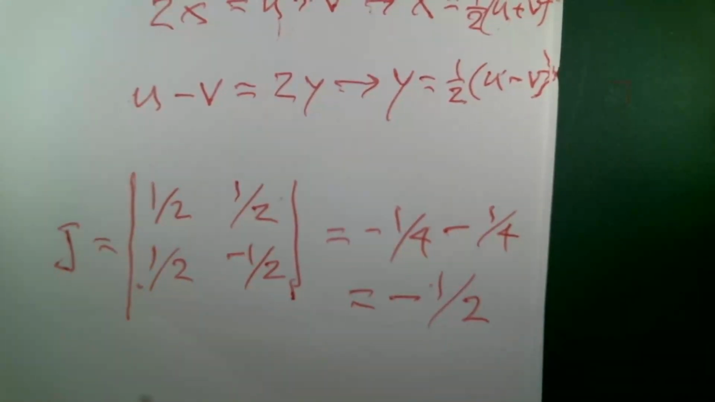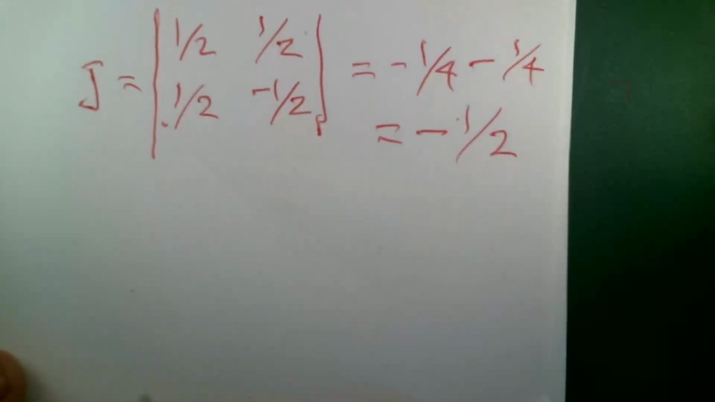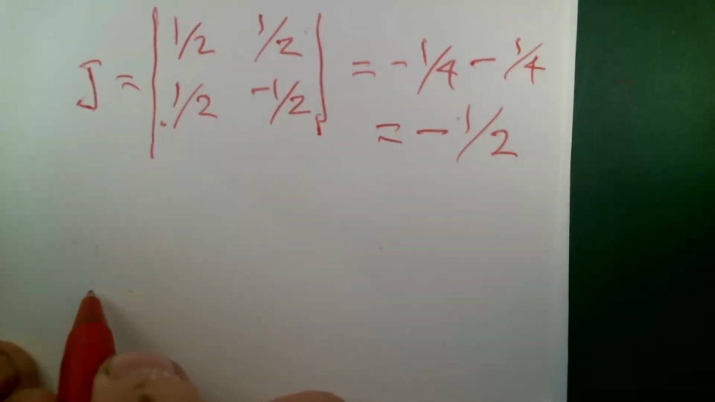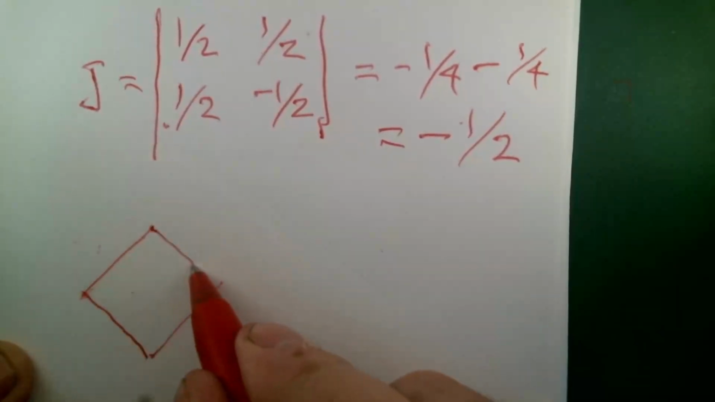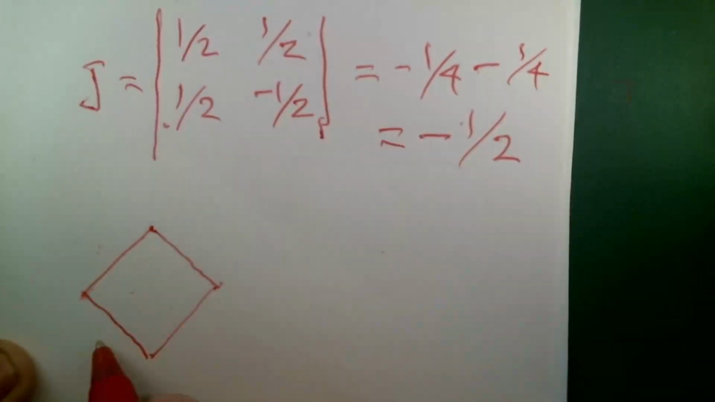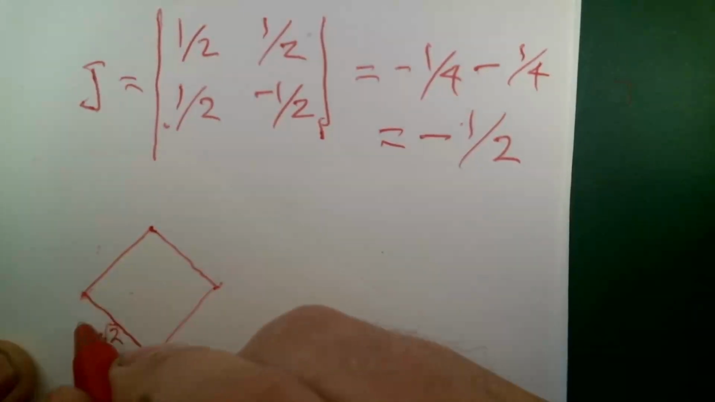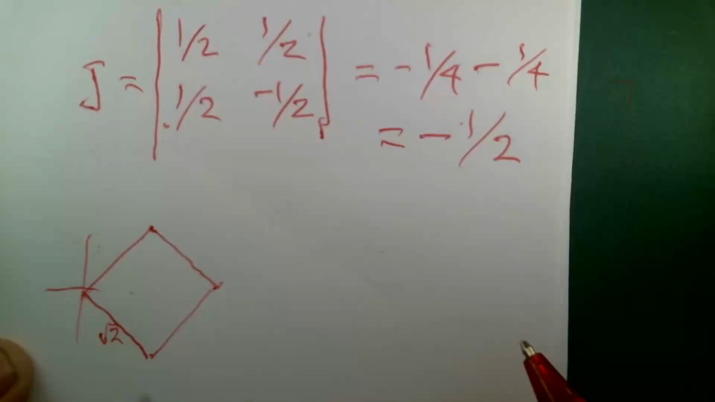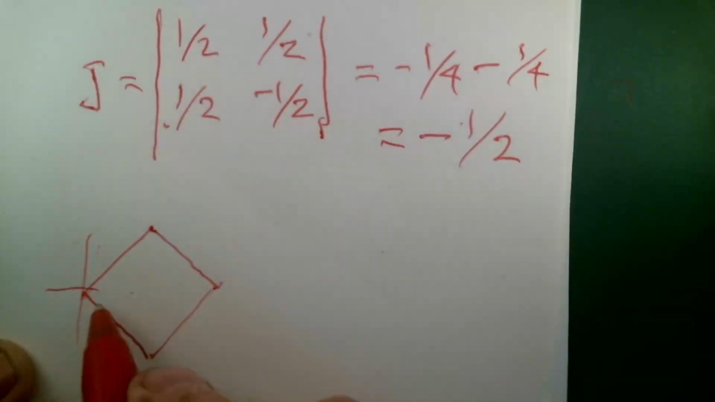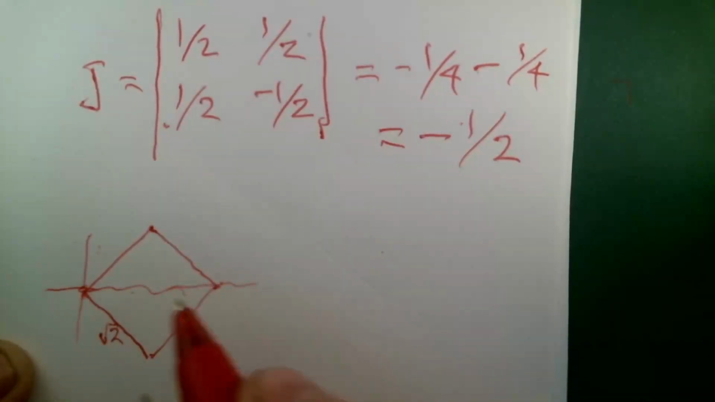Now, what does that mean? Let me make some pictures here. My diamond shape in the XY plane, I'd mentioned it has a side length of √2, right? XY axes would be here. When I did this change of coordinates, let's watch what happens to some of these points when we change coordinates.